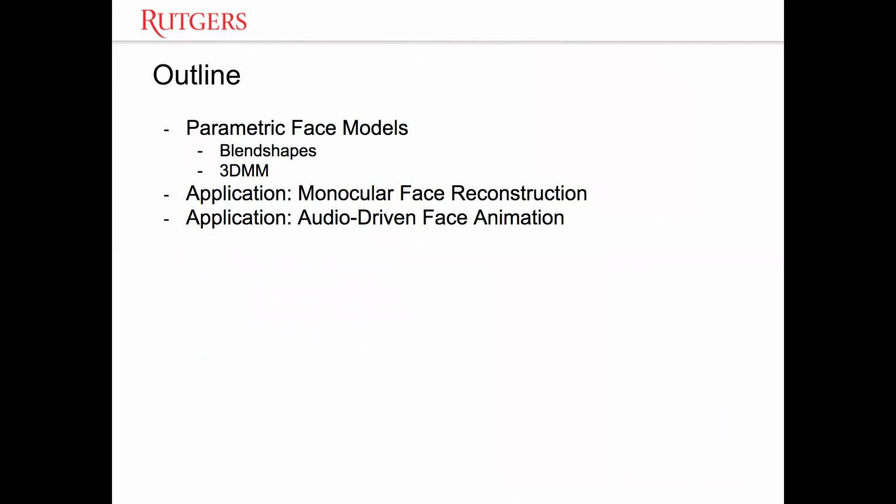The outline of today's talk is as follows. We'll talk about the parametric face models, the two parametric face models. The first one, blendshape, is commonly used in the industry for animation production. The second one is the 3D morphable model, which is commonly used in research. We also talk about the applications using the parametric face model, which is monocular face reconstruction. Then we'll talk about audio-driven face animation.